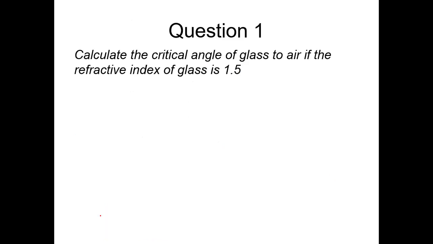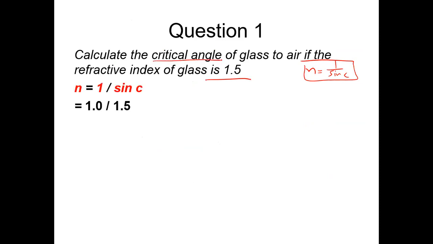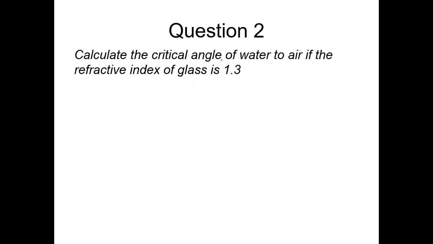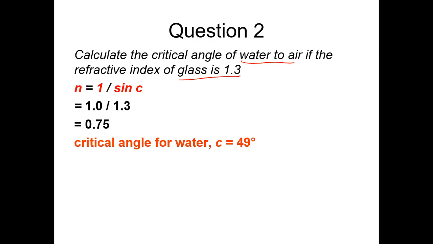Okay, so now there's a question, and we have to use this equation, n equals 1 over sine c. Remember this formula. So the refractive index is 1.5, and you have to find the critical angle. That's quite simple. Just do that, and you get the answer. Again, find the critical angle of water, where the refractive index is 1.3. Just do the maths, and you get the answer.